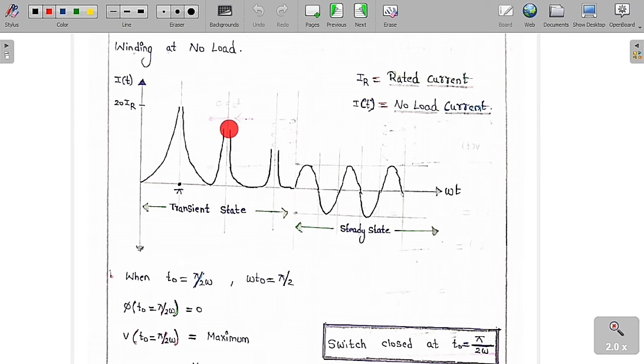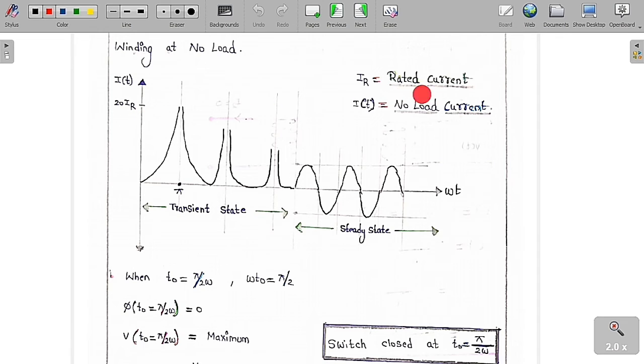So this is called the transient state. After some time, it is going to have a purely sinusoidal curve. This is called the steady state. Whereas in the transient state, at omega t is equal to pi, because of the doubling effect, a huge amount of current is going to pass in the winding and damage it, which is approximately 20 times the rated current.